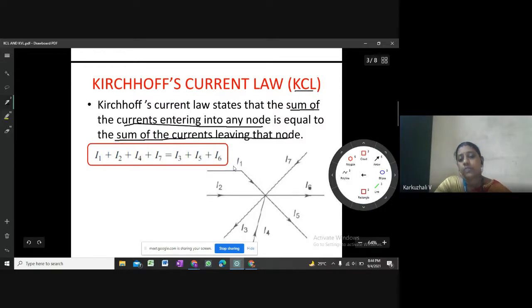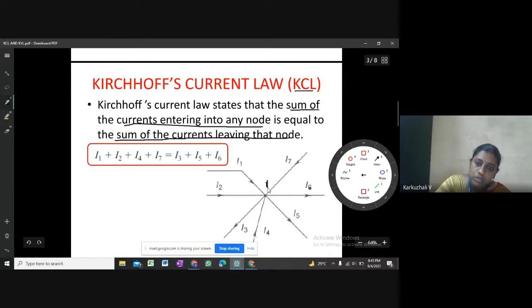So if you see, this is the node. What is a node? A node is a small junction where the currents meet each other, or where the currents leave or enter a point. That is the junction at which the current enters or leaves is called a node. Okay, so this is called a node. Let this node be 1.